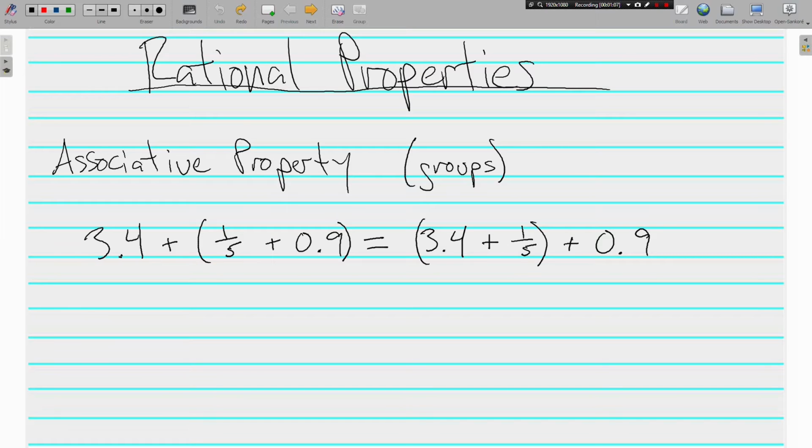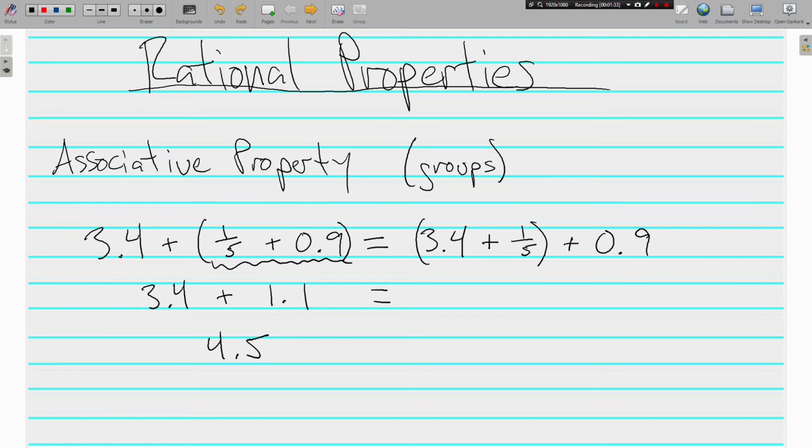On the left side, if I combine 1/5 with 0.9, of course you can put that in your calculator and you'd come up with 3.4 plus, and then this part in parentheses here is 1.1. 3.4 plus 1.1 gives us 4.5.